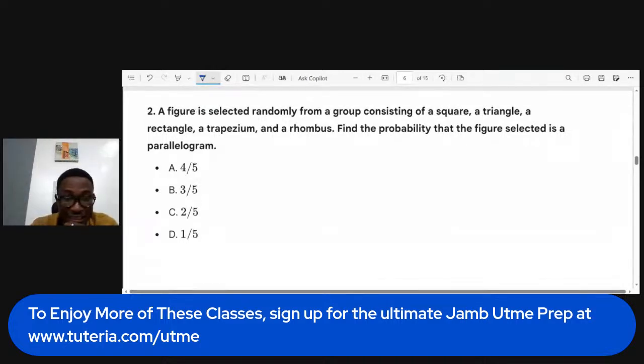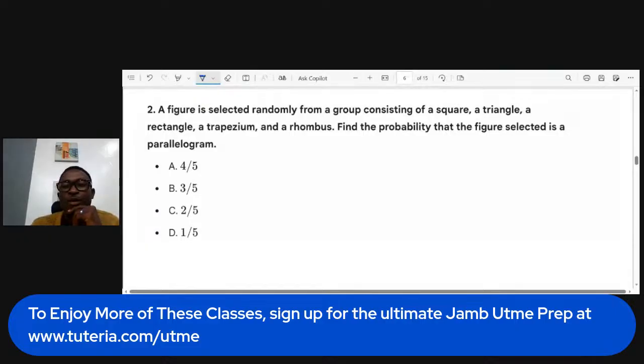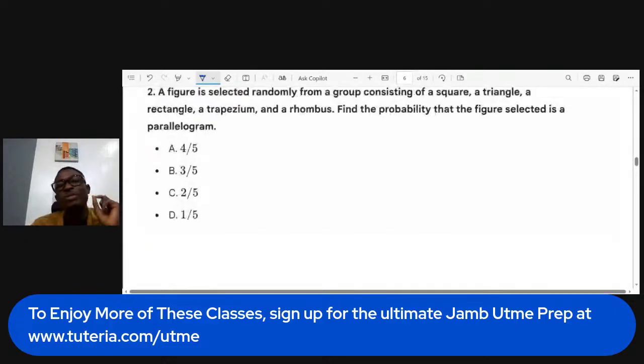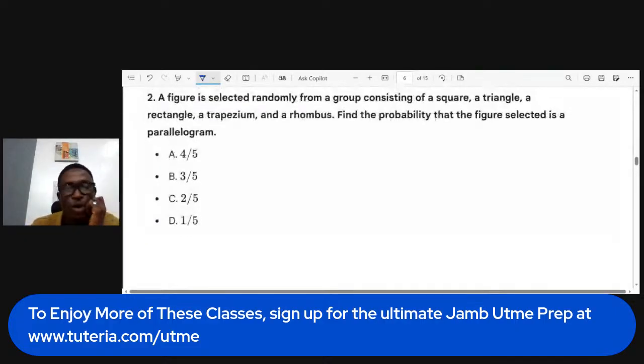Like I said, English is very important. First of all, you need to understand what a parallelogram is. If you don't know what a parallelogram is, there's no way you can solve this question. You'll be confused, like, there's no parallelogram in what we are given. We are only given square, triangle, rectangle, trapezium, and rhombus. Where's the parallelogram? Why are they asking us to find the probability that the figure selected is a parallelogram?